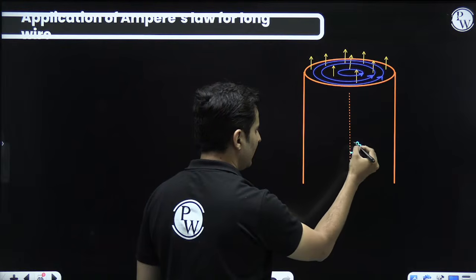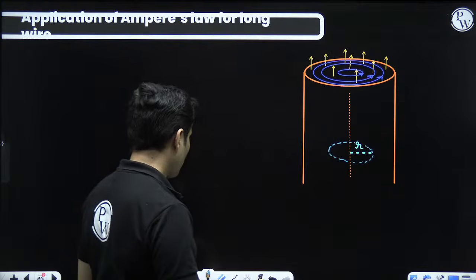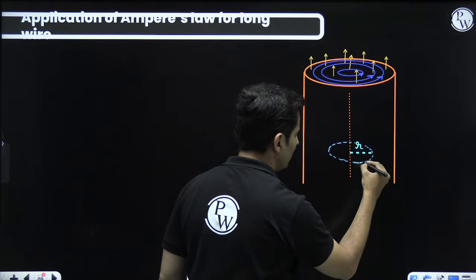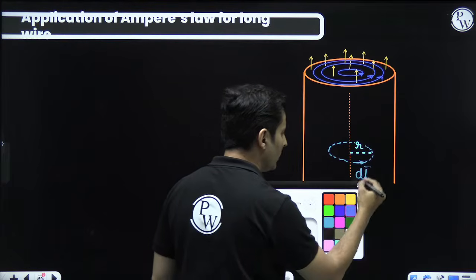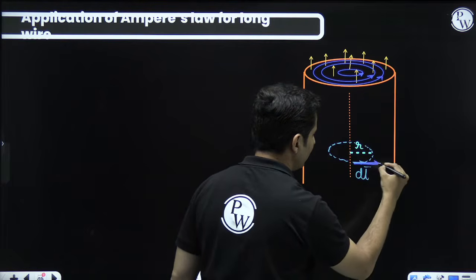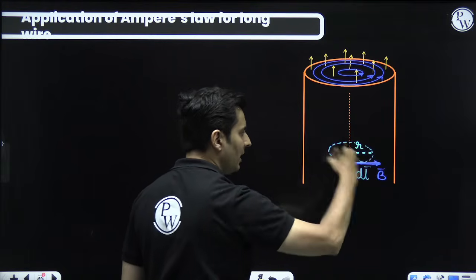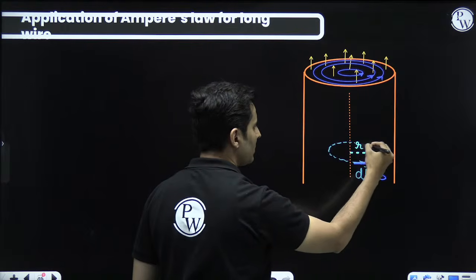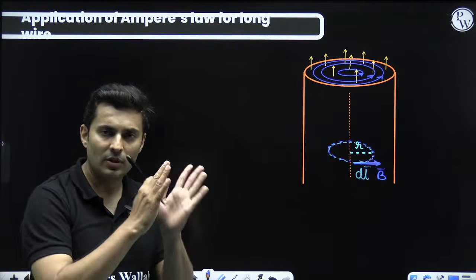It is just inside that particular cross section of that wire. This is my Amperian path. I'm just traveling like this. And as I travel, I'm also traveling in the direction of the field, because everywhere the field will be circular in nature. Amazing. So the dl vector and B vector are always going to be parallel.